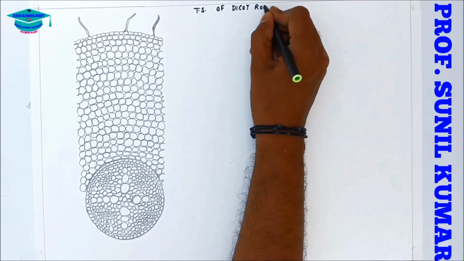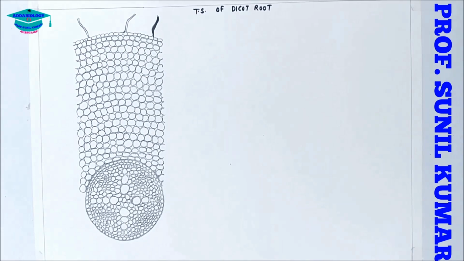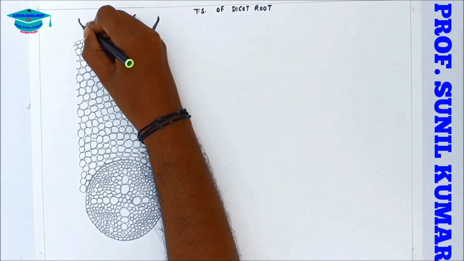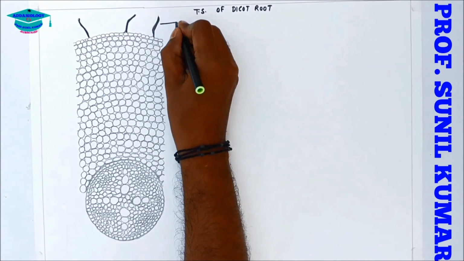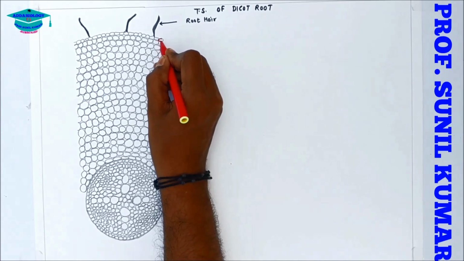This video will be about TS of Dicot root. So when we talk about Dicot root, we need to understand it as the outermost extension or the projection, which is a unicellular structure that we call root hair.